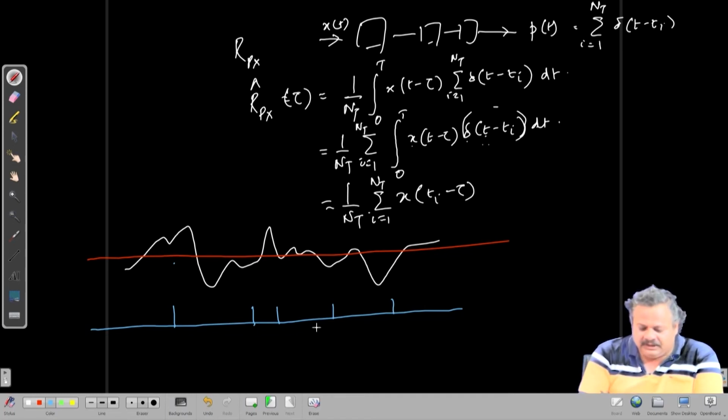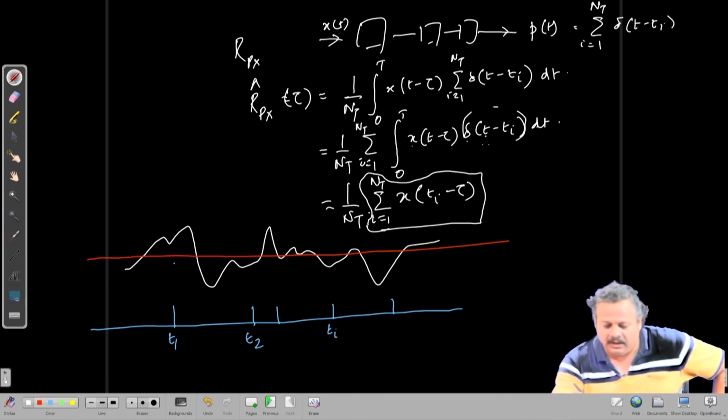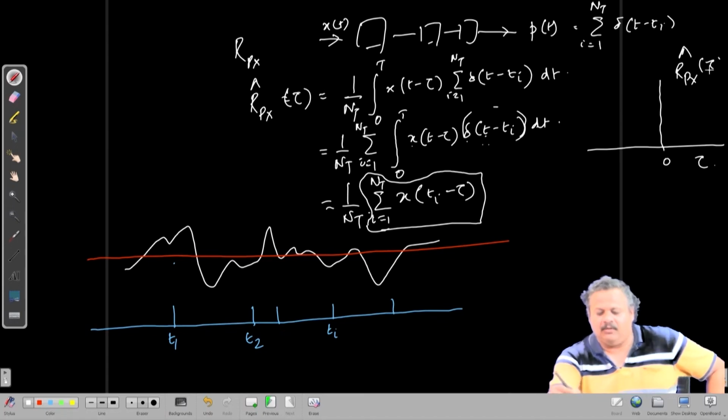Each of these spikes is at ti. So, this is our t1, t2, and so on. And so, what we are doing here in this sum that came out to be the estimate of our cross correlation between p and x is that it is a function of tau. So, tau will be varying between some negative particular T to some positive particular T. Let us say this is the tau axis, and this is tau equals 0, and we are plotting rpx hat as a function of tau.